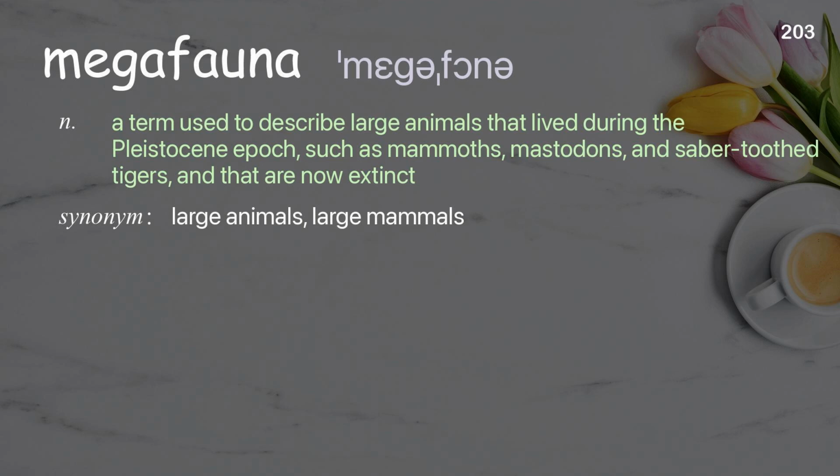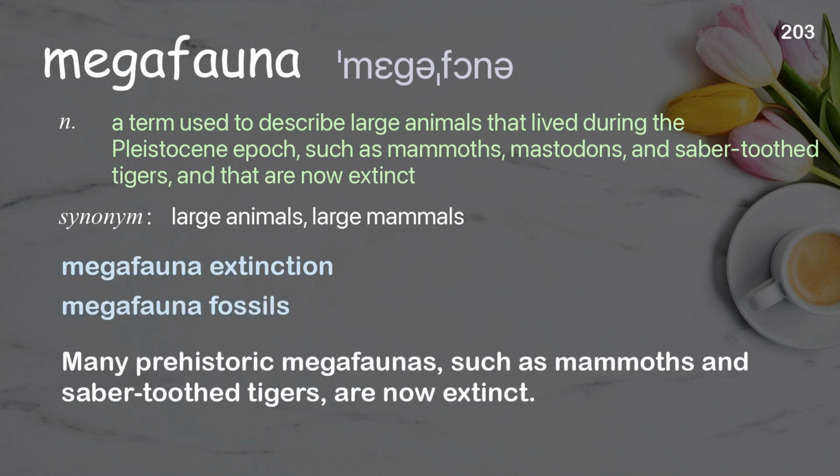Megafauna. A term used to describe large animals that lived during the Pleistocene epoch, such as mammoths, mastodons, and saber-toothed tigers, and that are now extinct. Examples: Megafauna extinction, megafauna fossils. Many prehistoric megafaunas, such as mammoths and saber-toothed tigers, are now extinct.